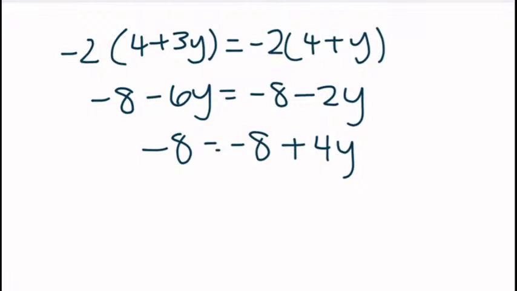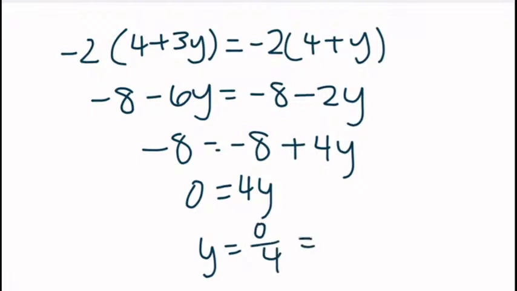And now we're going to move the negative 8 on the right side to the left side. So you do negative 8 plus 8, which is equal to 0. We have another 0 situation going on here. And then you divide by 4 on both sides, so 0 over 4, or y equals 0.